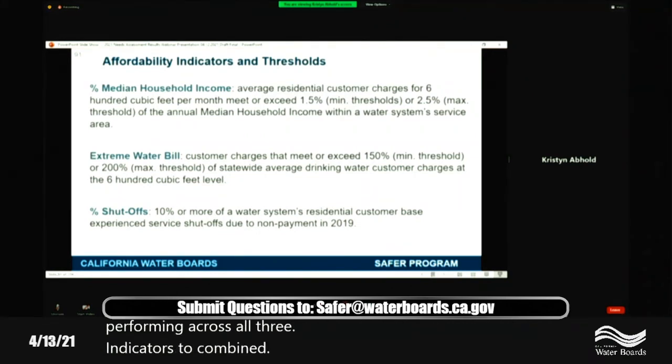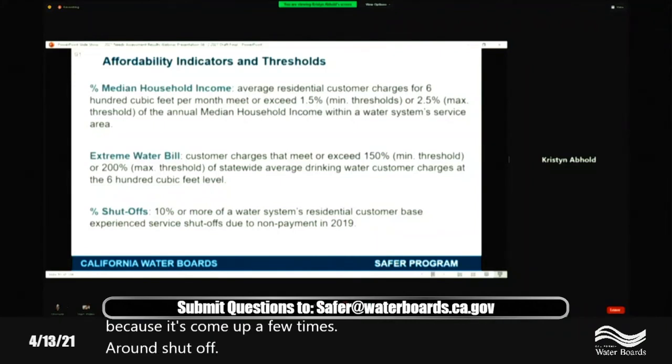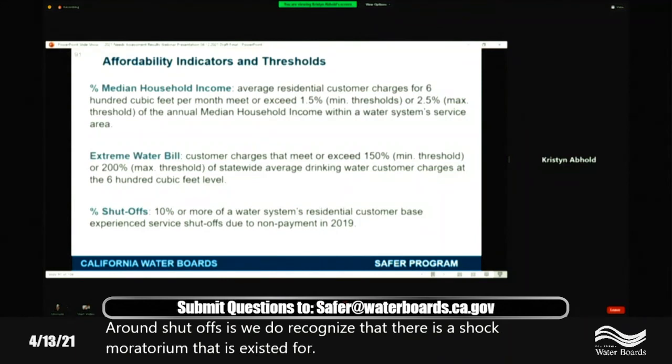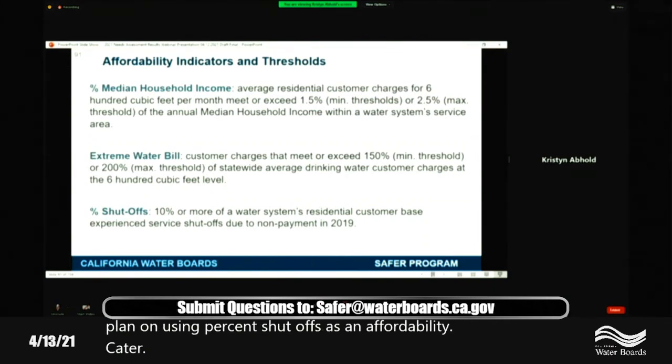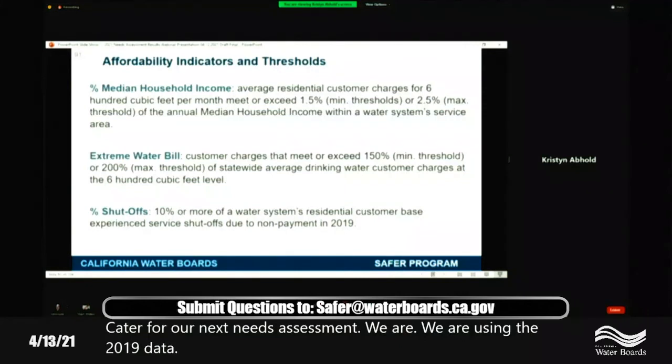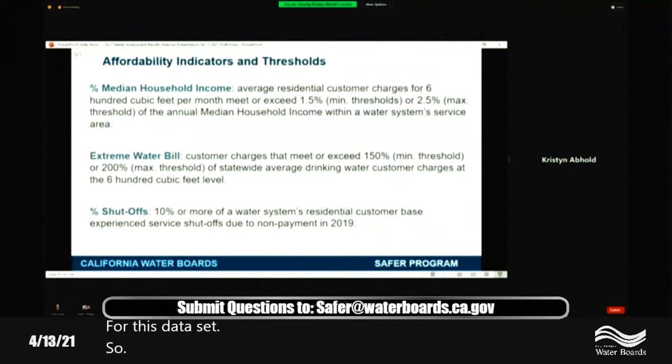Before I move forward with the results, I do want to highlight, because it's come up a few times around shutoffs, we do recognize that there is a shutoff moratorium that has existed for most of 2020. And so we do not plan on using percent shutoffs as an affordability indicator for our next needs assessment. We are using the 2019 data that was submitted through our electronic annual report, which closed in the summer of last year for this data set. So just wanted to make sure that that was clear.